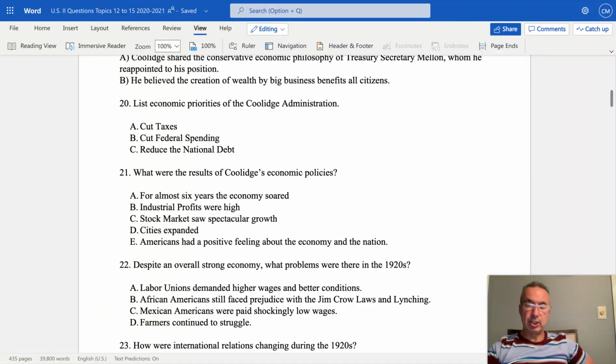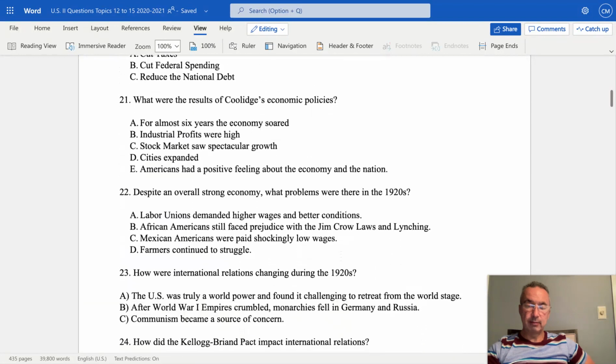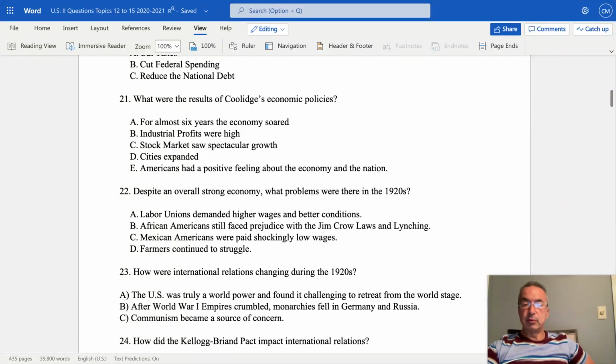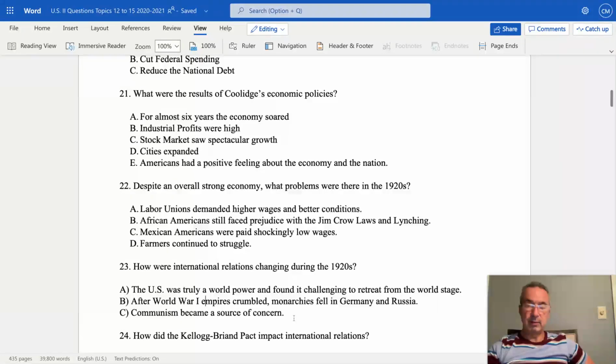23, how are international relations changing during the 1920s? The United States was truly now a world power and found it very challenging to retreat from the world stage. After World War I, empires crumbled, monarchies fell in Germany and Russia. Communism became a very big source of concern during this period of time as well, as we saw the Communist Revolution in Russia take place in 1917.